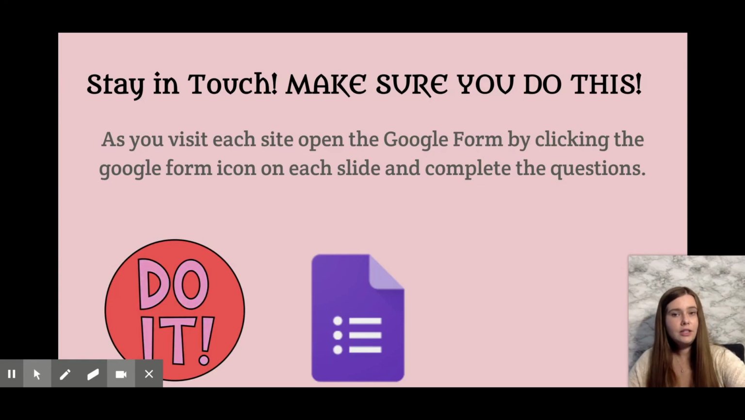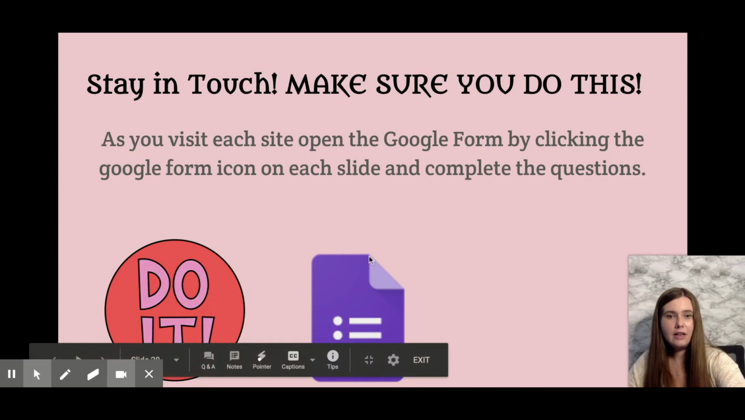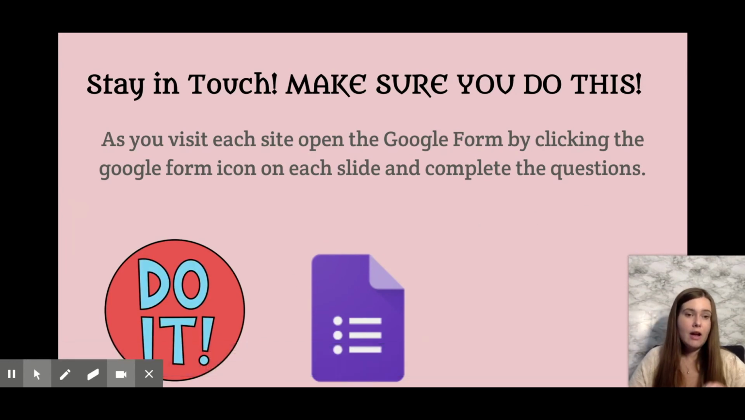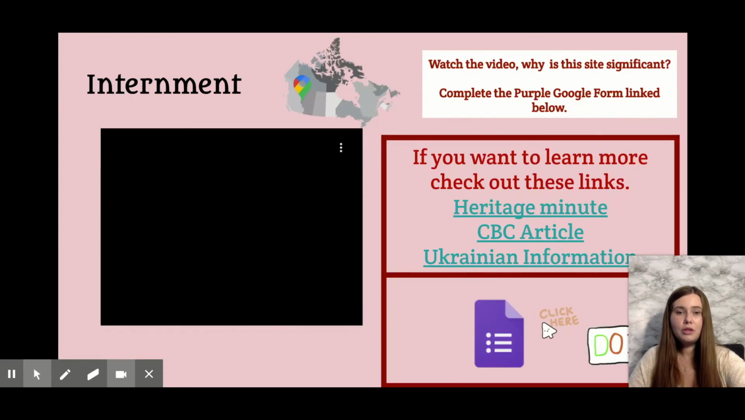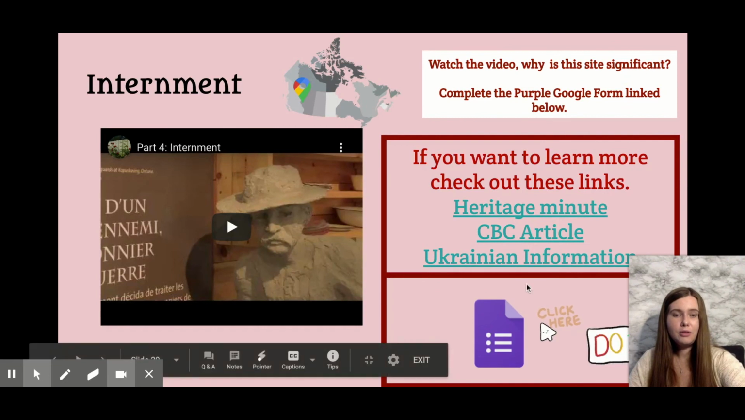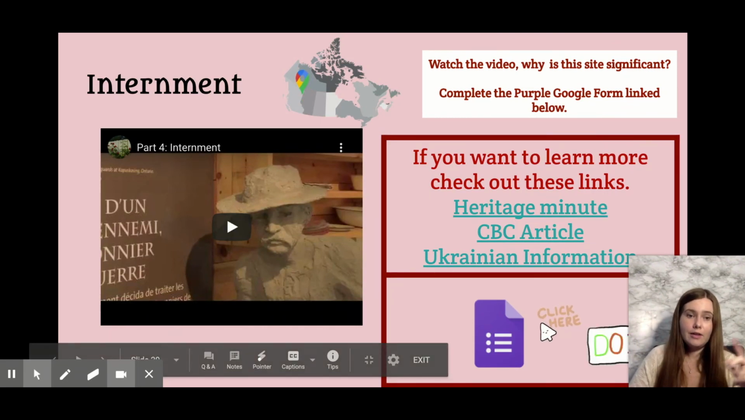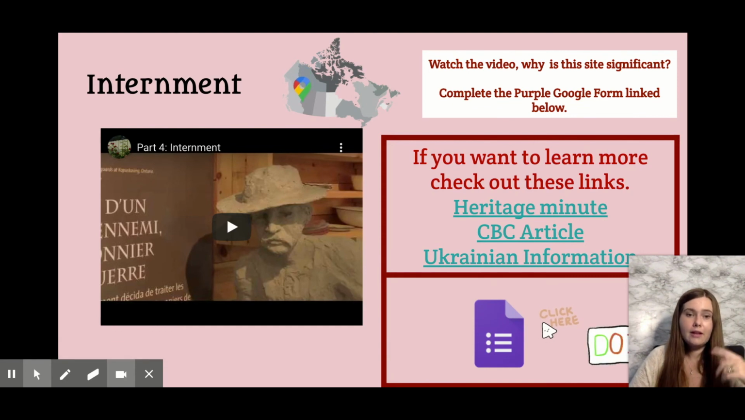So as you visit each site, open up the Google form. Click this icon here, and there will be 4 questions for you to answer about each site. So on the first site that we go to about internment, you're going to click the purple document and answer those 4 questions and then hit submit. On the next site, you're going to do the same thing. Click the purple icon, answer those 4 questions, click submit.